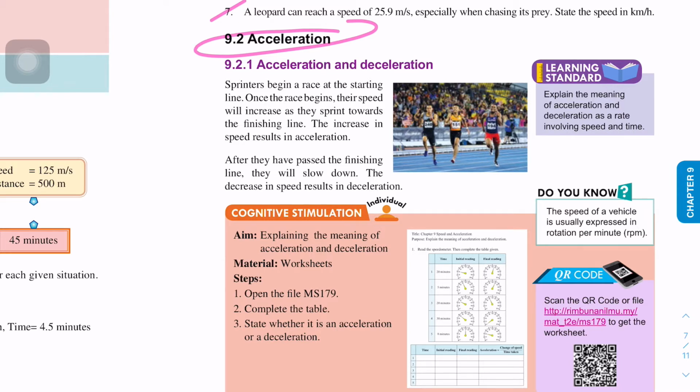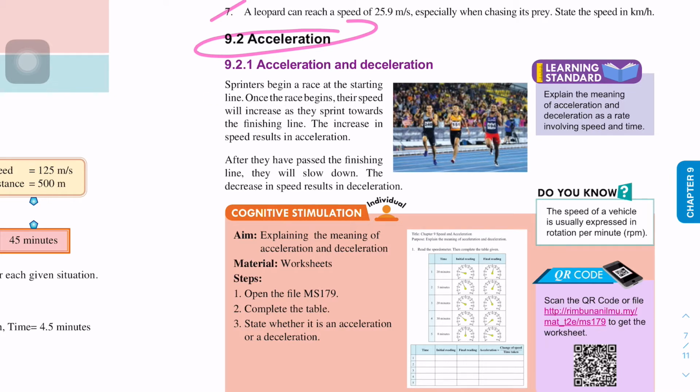So let's look over here. There are runners over here, sprinters. Sekarang suka Olimpik kan, ada tengok tak dekat TV kan, suka Olimpik, orang berlari laju. Itu kita boleh kaitkan dengan acceleration and deceleration.